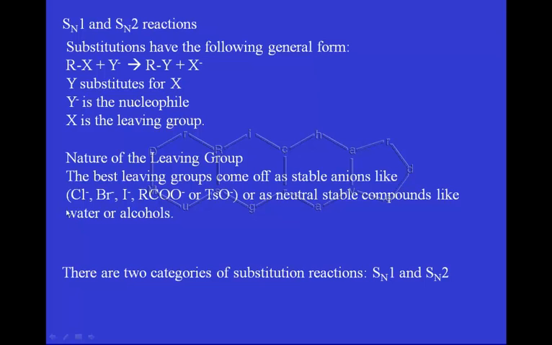And these are some of the leaving groups that we're going to be using: Cl minus, Br minus, I minus, RCO2 minus, and TsO minus. That's called a tosylate group. Don't worry about what the tosyl part is, just know it's a good leaving group. Neutral compounds such as water and alcohols are also good leaving groups.